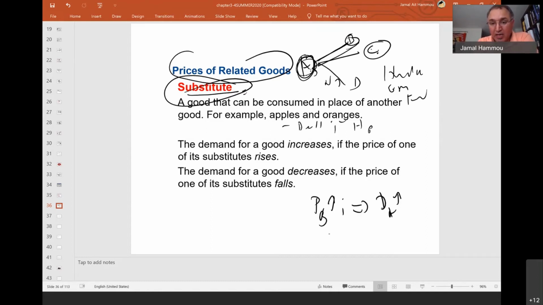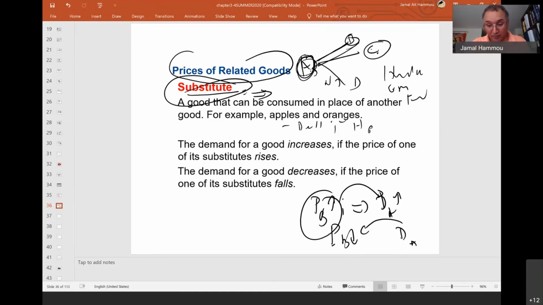goes up. Why? Because if the price of B goes up, people will switch to buying good A. If the price of B goes down, people will move from buying A to buying B. That's called a substitute. So what is the relationship? If A and B are substitutes, the price of one good and the demand for the other are positively related. They will move in the same direction. It means if the price increases, the demand will increase.